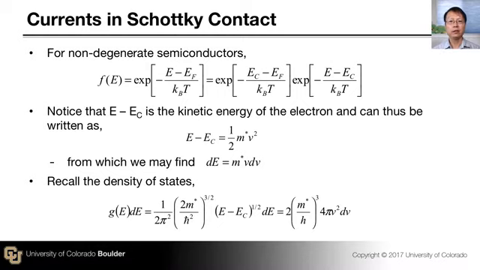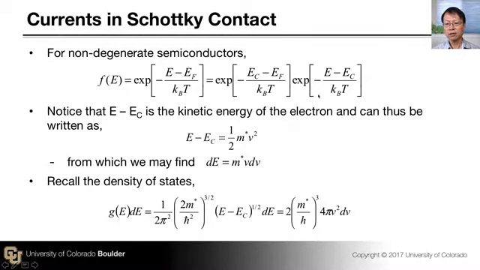So we consider a non-degenerate semiconductor, and in a non-degenerate semiconductor, the Fermi-Dirac probability function can be approximated with the Maxwell-Boltzmann probability function, which is just a simple exponential function as shown here. Now in the numerator, we insert plus and minus E_C and separate this single exponential term into two exponential terms. When you do that, there is one term that is independent of energy, so this term can be taken outside the integral.